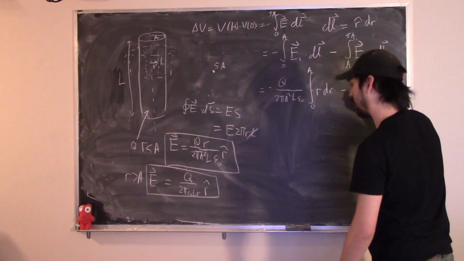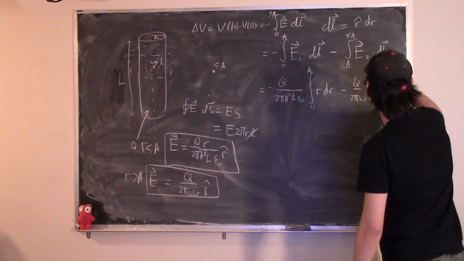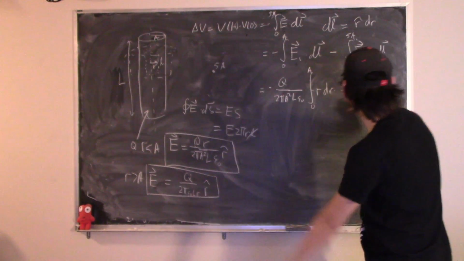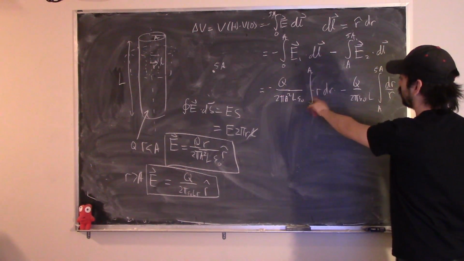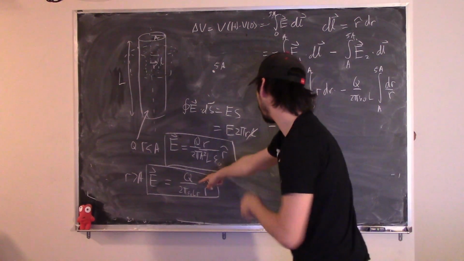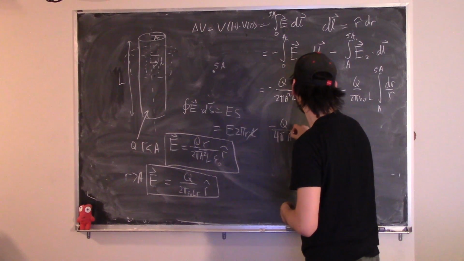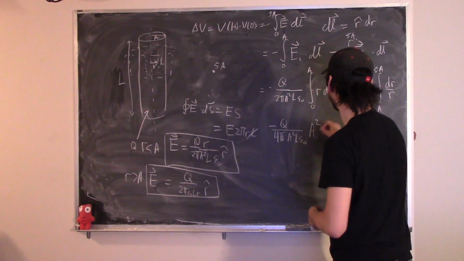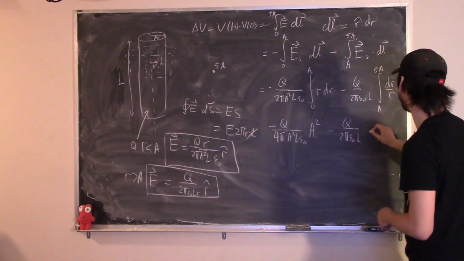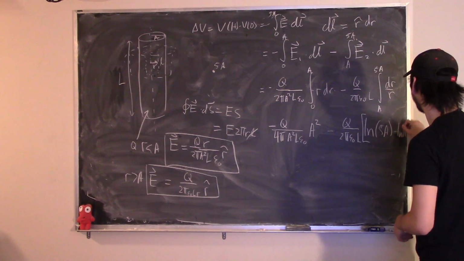Minus, this is going to be q divided by 2 pi epsilon naught L, the integral from a to 5a of dr over r. Okay. So now we can evaluate these integrals. These are pretty straightforward. This one's just going to give me r squared divided by 2, and so that's going to be minus q. I'm actually, did I lose something here? No, I didn't. It's fine. This is going to be minus q divided by 4 pi a squared L epsilon naught times a squared, minus q divided by 2 pi epsilon naught L times the natural log of, really this is the natural log of 5a minus natural log of a.